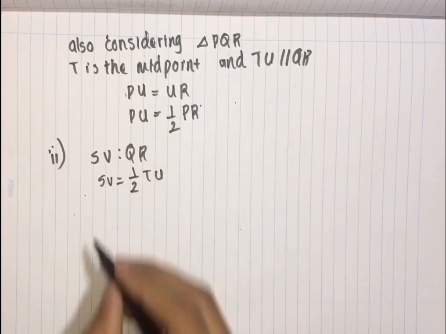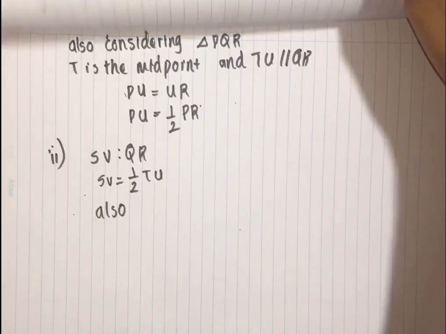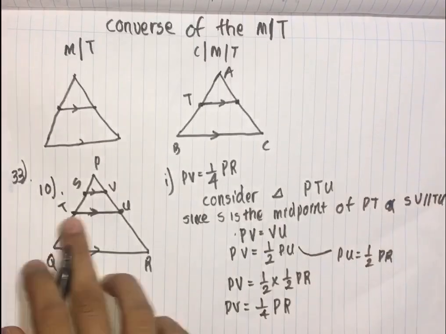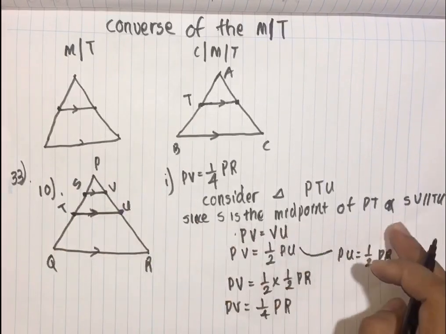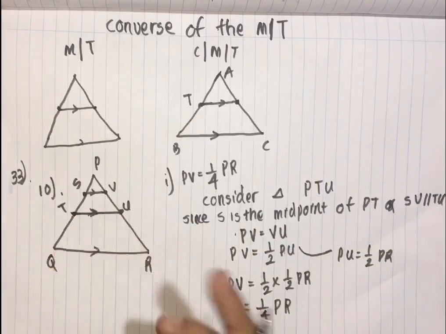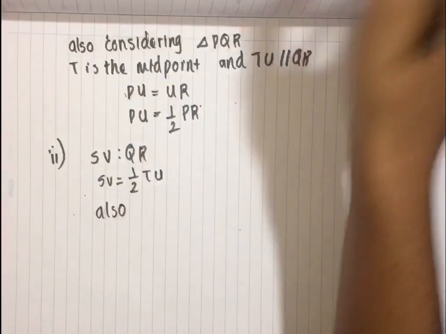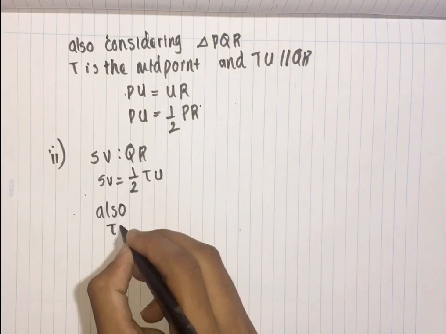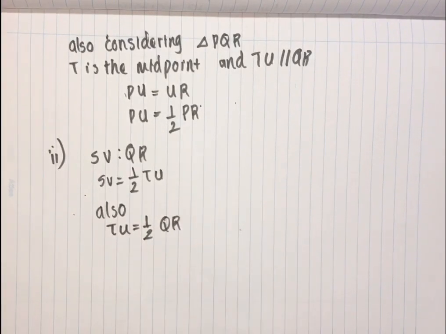Also, TU is equal to half the length of QR. By using the larger triangle, write sentences this way, and then using the converse of the midpoint theorem, TU is equal to half the length of QR. Now what should you do?